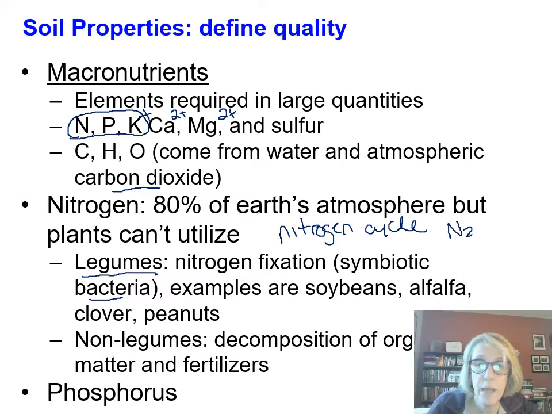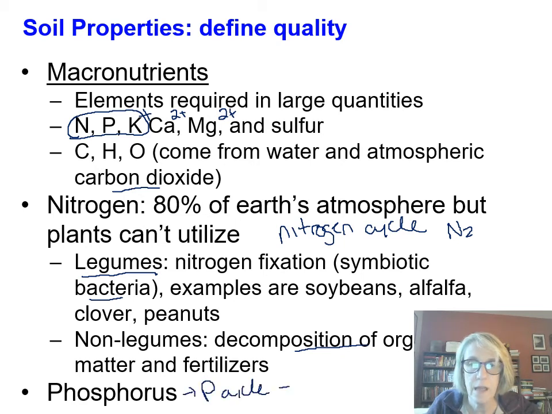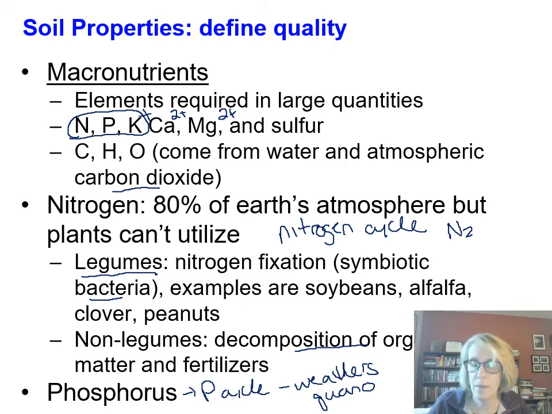And then other plants, they get their nitrogen either through decomposition of organic matter. So bacteria can break down dead material, or you can add fertilizers if you're a farmer. All right, phosphorus, you may remember, again, here's that phosphorus cycle that weathers slowly out of rock. It's also found in guano, which is basically bird poop. So we actually mine for phosphorus in order to add it to our fertilizers.